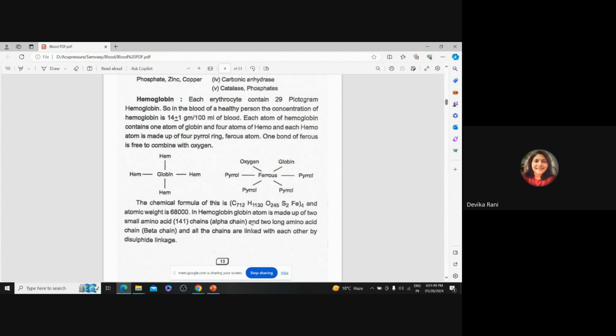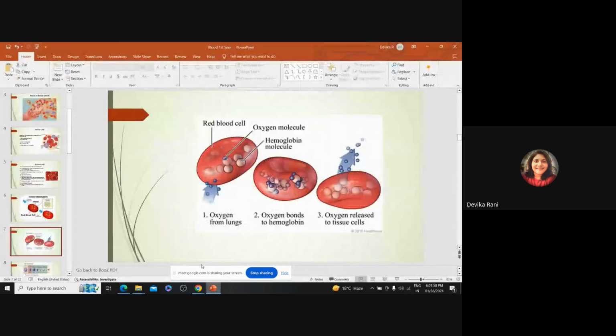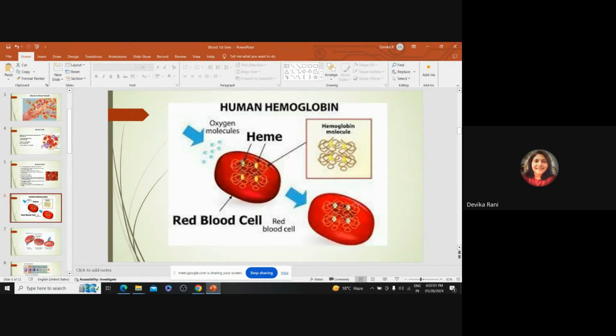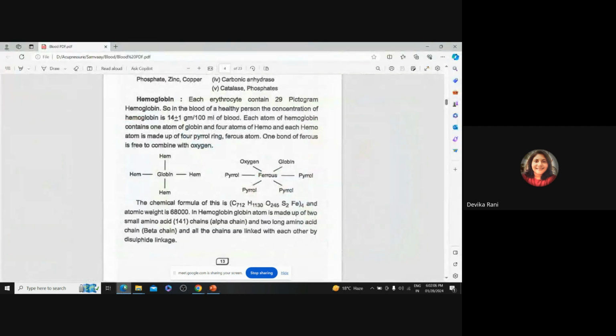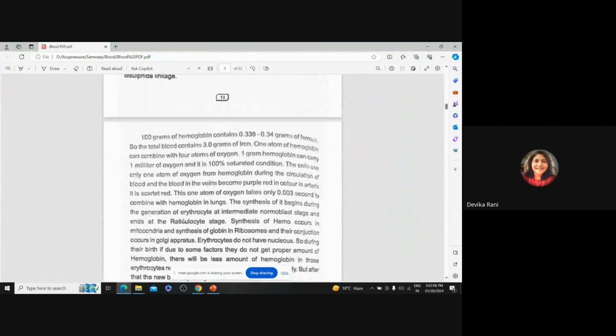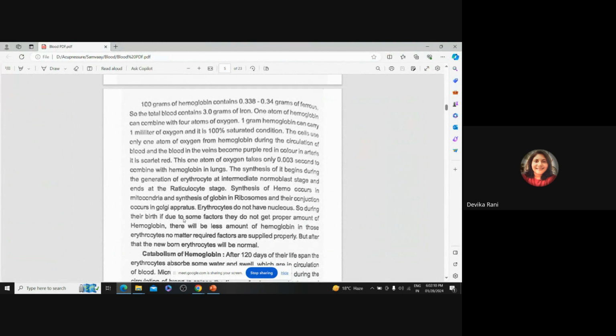So the hemoglobin molecule is made up of two small amino acid chains and two long amino acid chains. These chains are linked with each other by a disulfide linkage. They're all linked together. Now, 100 grams of hemoglobin contains 0.338 to 0.34 grams of ferrous or iron. So the total blood contains 3 grams of iron.